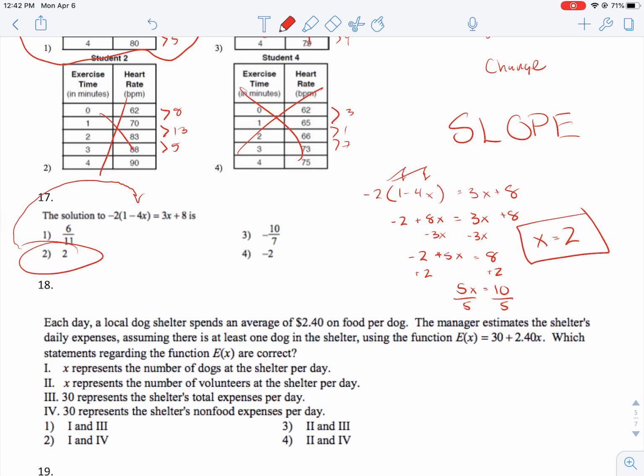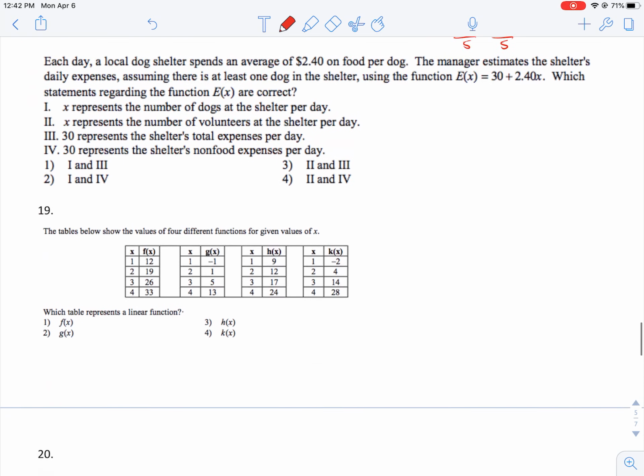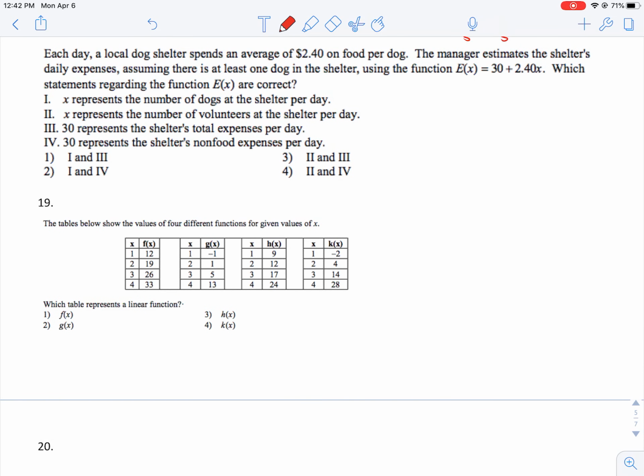X is equal to 2. And do we see that over there? We sure do. Okay? And I guarantee if you were to take this value, plug it in for both those values of x, you get the same thing on both sides. So that's how you can check.